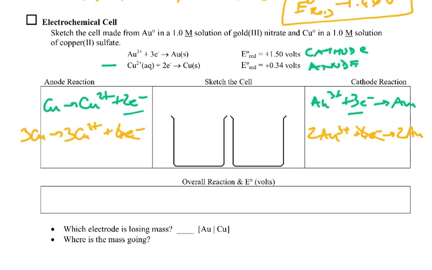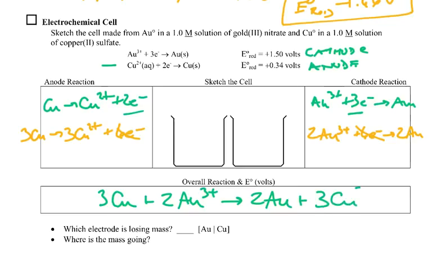And my final equation then is going to be 3 copper metals plus 2 gold ions turned into 2 gold metals plus 3 copper ions. Okay. Which electrode is losing mass? Well, let's draw it out first.